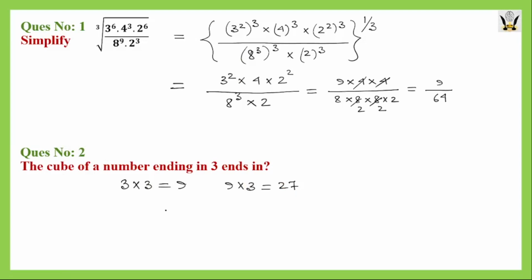So if you take the cube of 3, the value is 27, and at the units place the digit is 7. Now if we consider a 2-digit number where the digit at the units place is 3, that will be 13. If we take the square value, it will be 169. And if we take the cube value, 169 multiplied by 13, that is 2197. So again in that cube value at the units place we have 7.